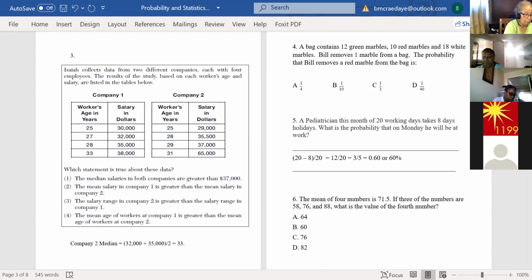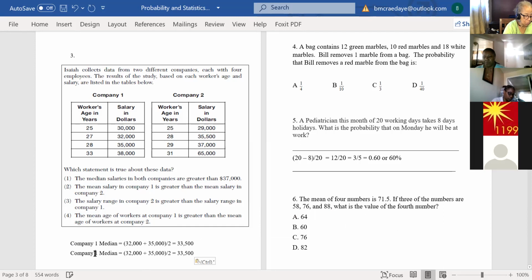Stuff under. Get a negative 500. Okay, so that's the company 1 median, 42. Yes. Now the company 2 median would be what, Michelle? What would I have to add? 35,500. Okay, so that would be the company 2 median.